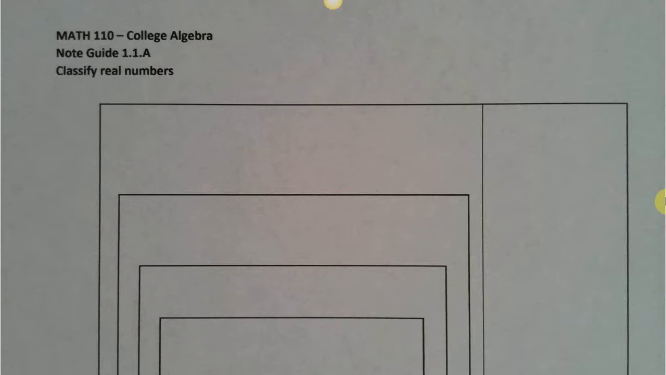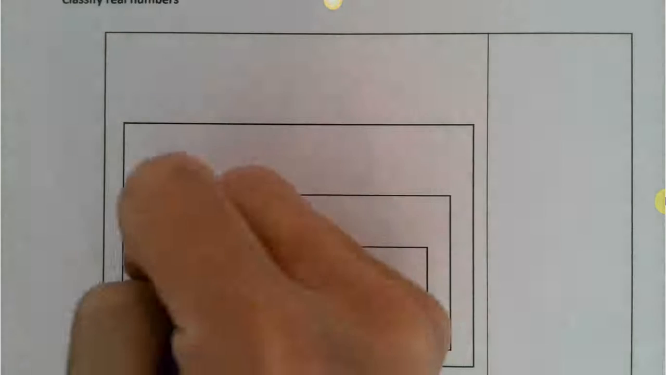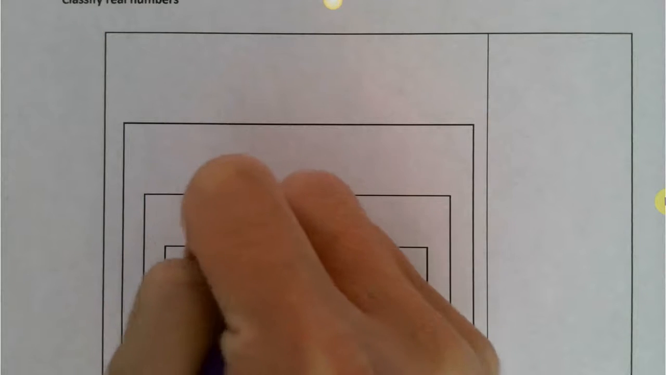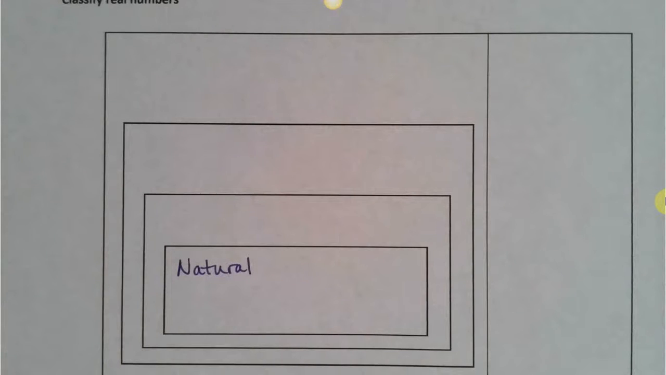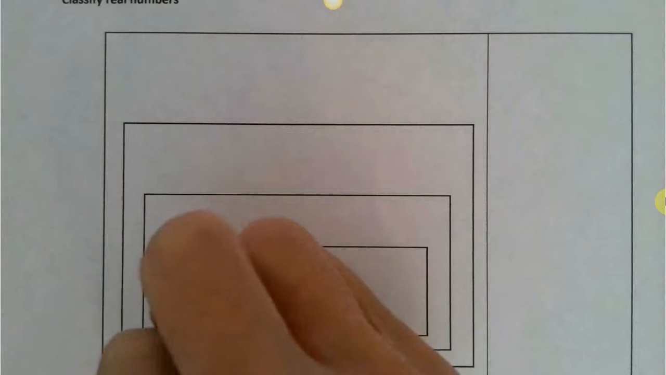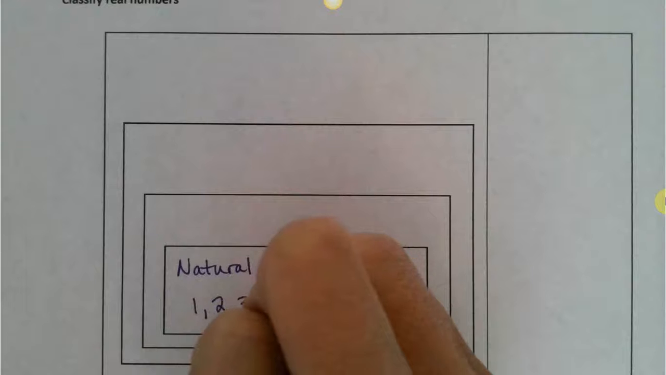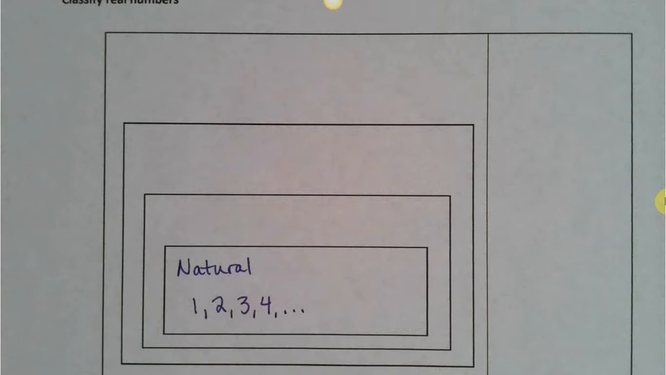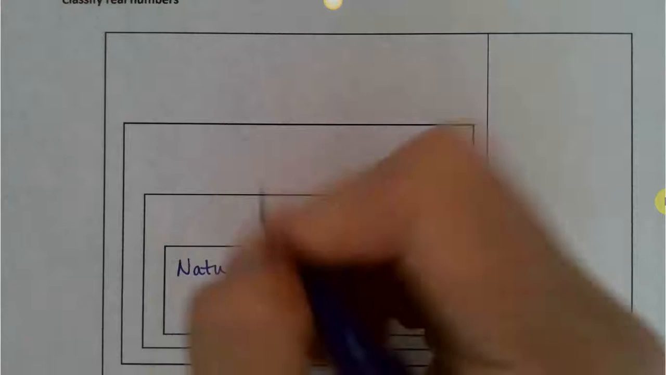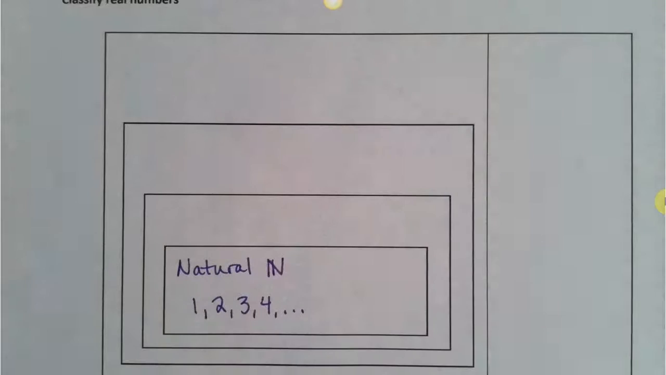Much of what we do in college algebra is going to involve using the real numbers. So we want to start by making sure that we understand what we mean by the real numbers. Starting with our innermost box, this is where we're going to put the natural numbers, sometimes referred to as the counting numbers, because this is just 1, 2, 3, 4, and so on. You'll sometimes see the natural numbers denoted with a bold N. So when you see this symbol, that's referring to the natural numbers.